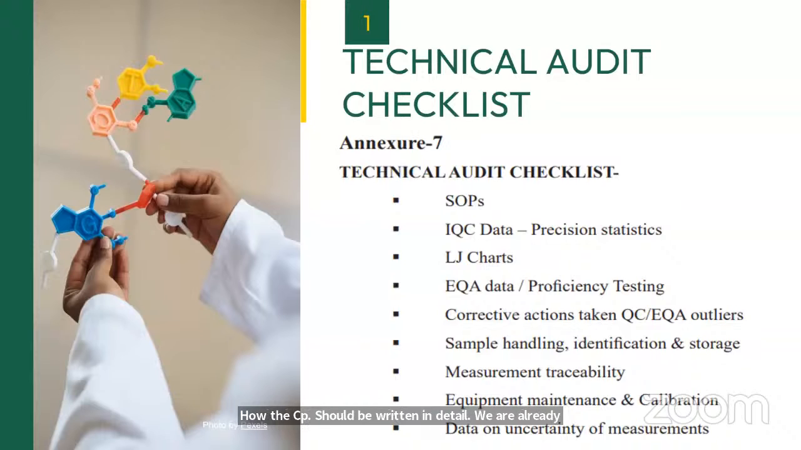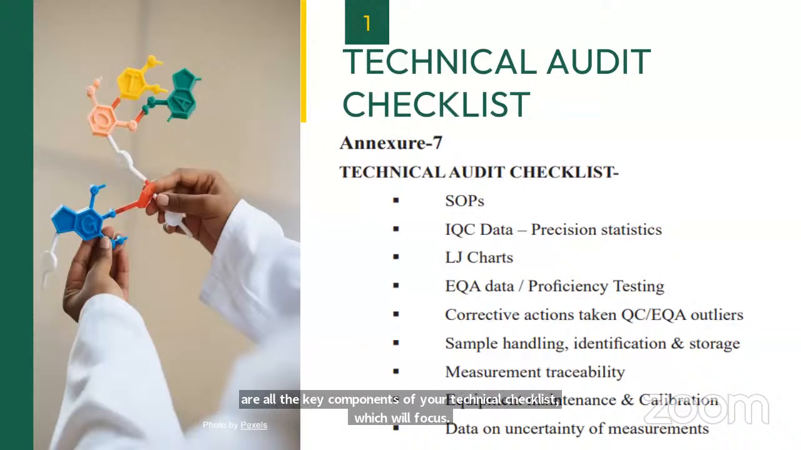Then your IQC data, that is precision statistics. IQCs are used for the purpose of monitoring the precision in your laboratory results. So the statistics related with the IQC data should be audited. LJ charts should be audited or examined. EQA data or proficiency testing should be audited. So EQA data, LJ chart, IQC data, these are all the key components of your technical checklist which will focus on the reliability of the results generated by the laboratory.